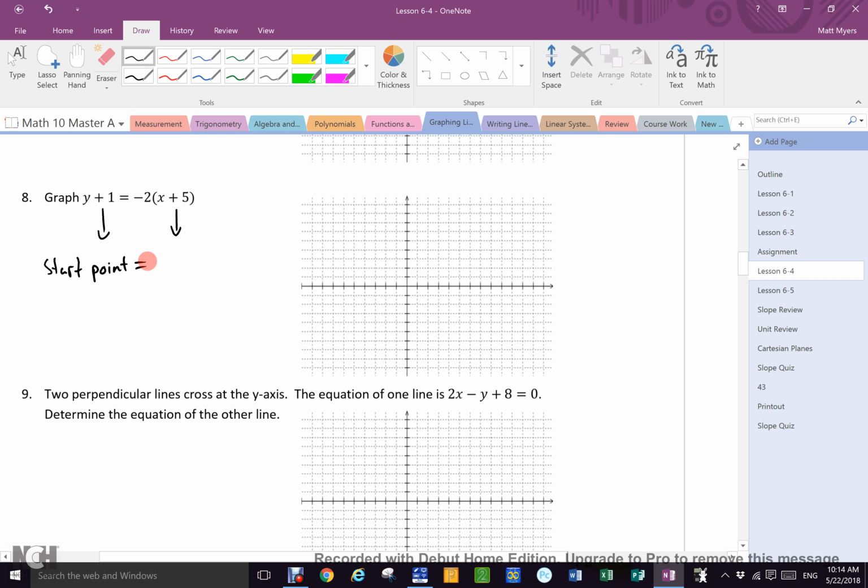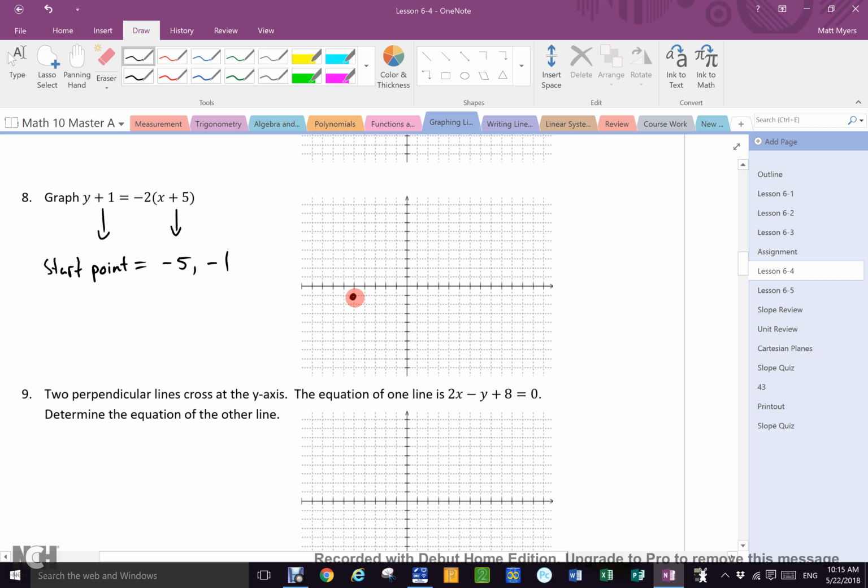What's my starting point? Oh, no. Negative 5 and negative 1. Sorry, I was looking at the slope. So now what do I do with that and my graph? Put it on there. 1, 2, 3, 4, 5, down 1.